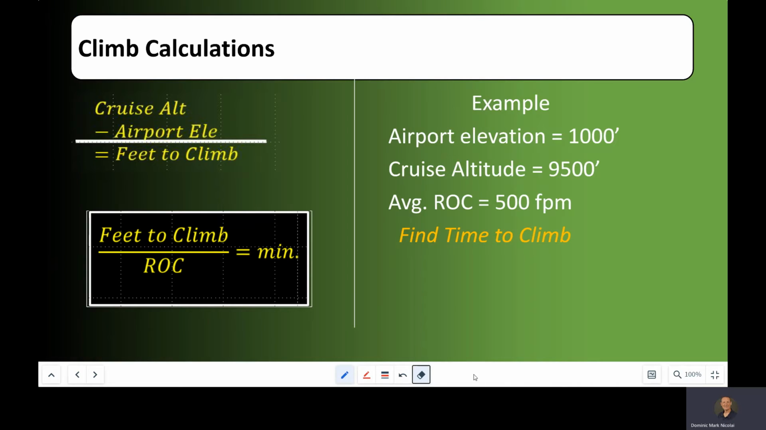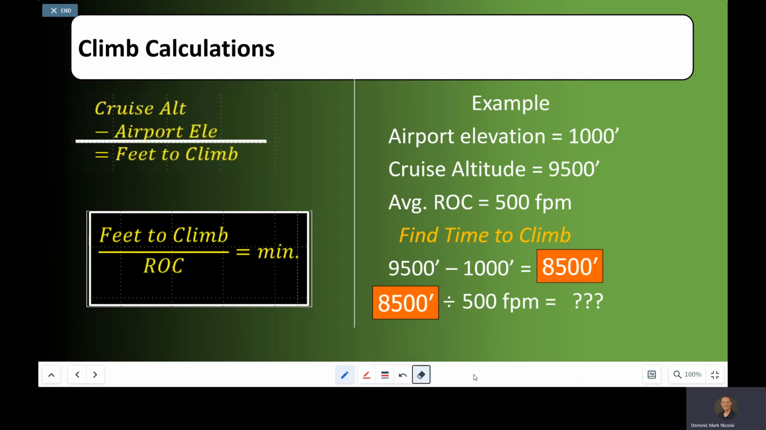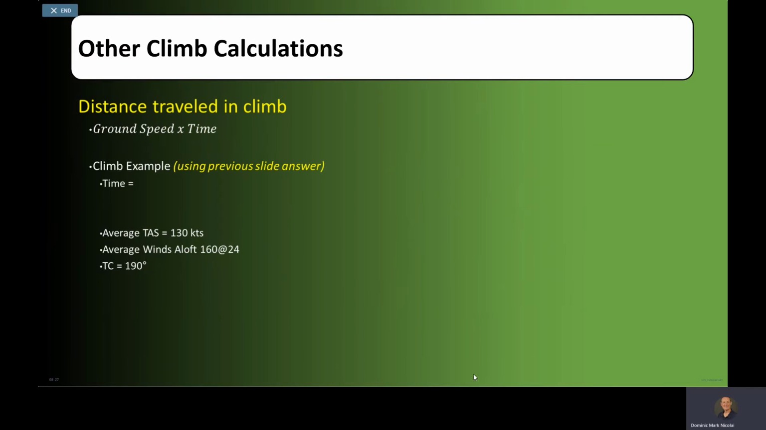The time to climb: we first find how many feet to climb. 9,500 minus 1,000 gives me 8,500 feet to climb. Then divide that by 500 feet per minute. You can use your manual flight computer or a calculator for that calculation, and you'll come up with approximately 17 minutes. Make sure you can use that number in other calculations.